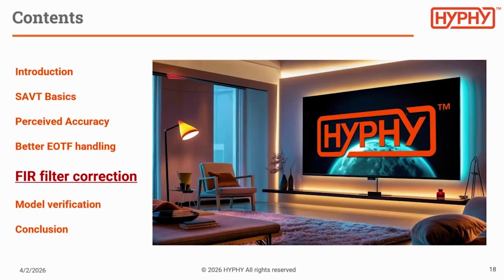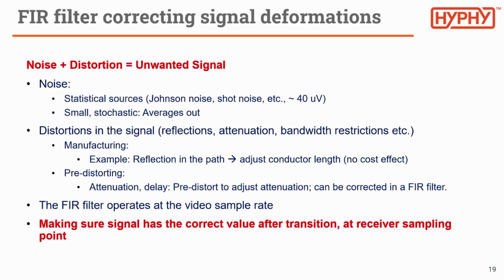So we've done a bit to look at the background of all this and see how we can make sure the transmission is done accurately instead of just 14 bits resolution, but inaccurately. So we did look at noise and distortion in the transmitted signal, because we are transmitting an analog signal that needs to be taken care of. Noise, we consider statistical sources like Johnson noise, shot noise, etc. They are small noise sources, and they're typically below 40 microvolts. We don't really need to take them into account, and if we did, they would average out over time.